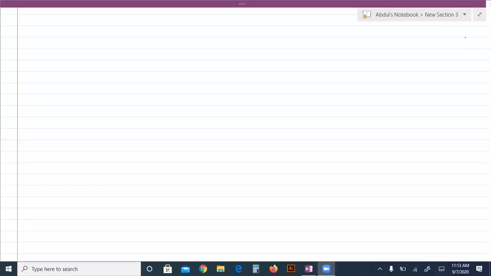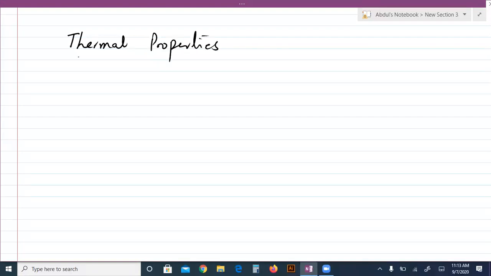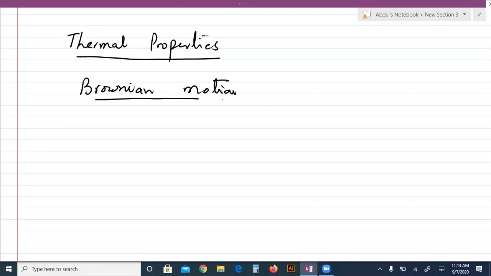Okay, same chapter, which is thermal properties. And the topic is Brownian motion. Same chapter, topic is Brownian motion.